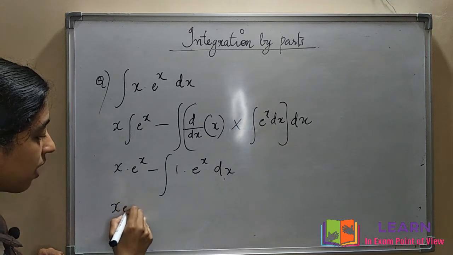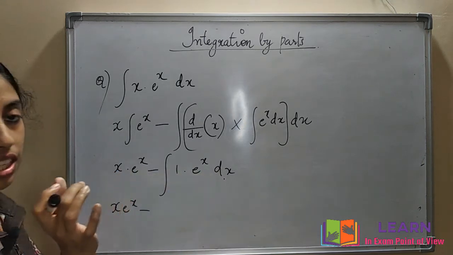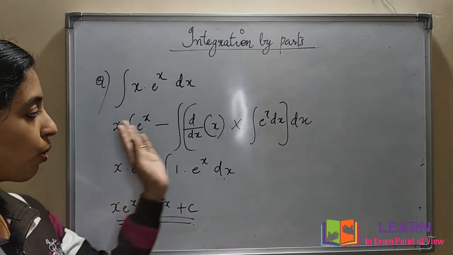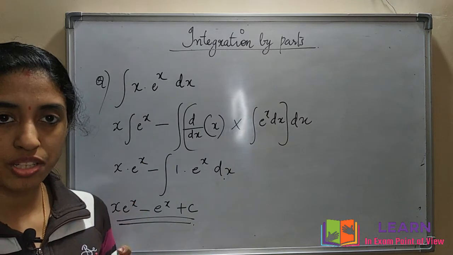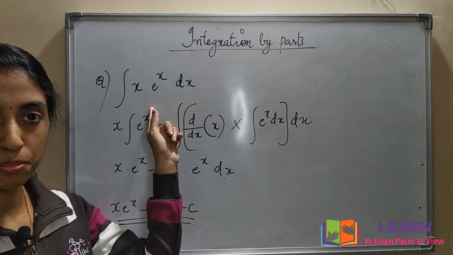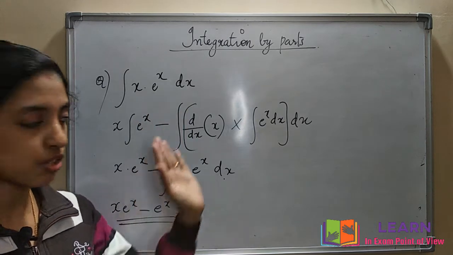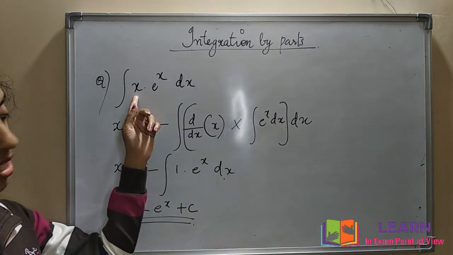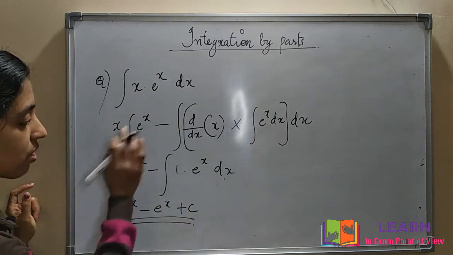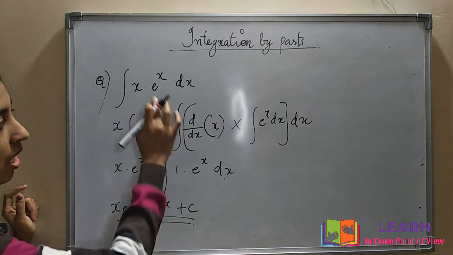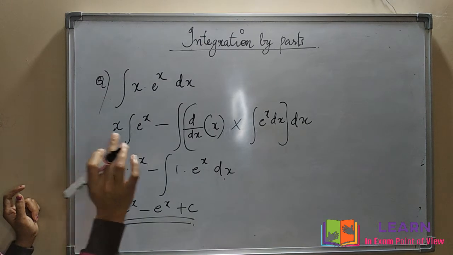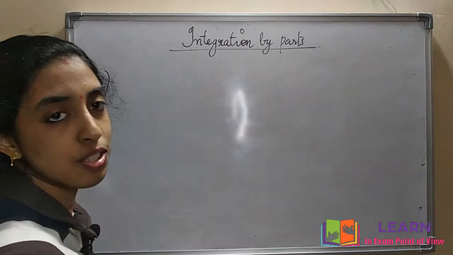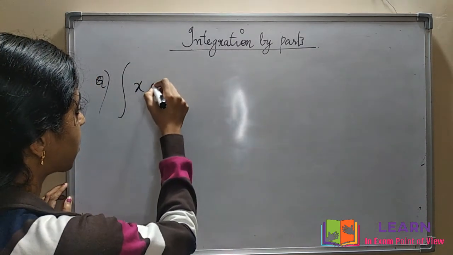Now we have x e raised to x minus again integral e raised to x is e raised to x, plus c. Now it is simple. So you need to memorize this formula. First we have to select which one we will put, for an easy method. It should end easily and should not become more complicated. So the first function we selected is x, the second is e raised to x. First function into integral of second minus derivative of first into integral of second. So we got the answer like this. Then one more problem we can check. So students, next if it is like this, x into log x.